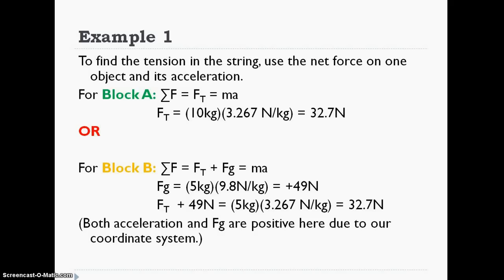Notice the 49 is positive here because the weight of block B is pulling the whole system, so it's essentially forward. So if it's forward, it's going to be positive. So I set that equal to mass times acceleration and solve for the tension. And then I get 32.7 newtons. So same tension no matter how you do it.